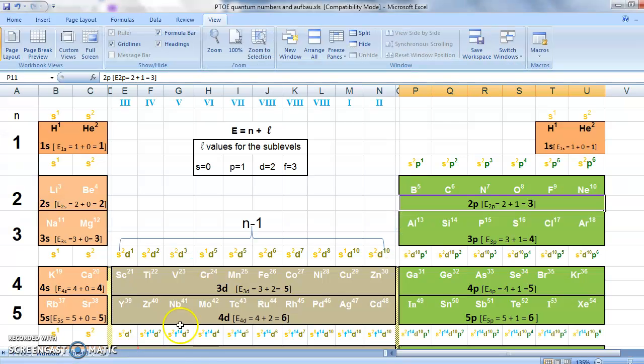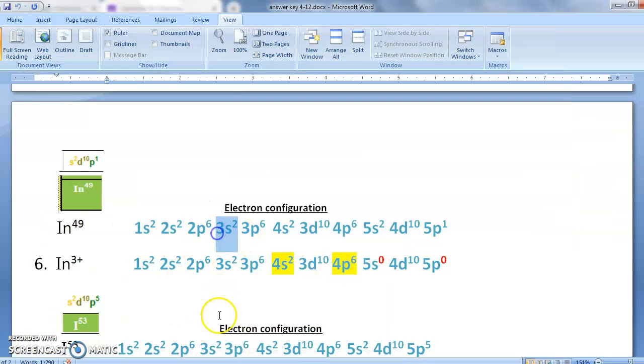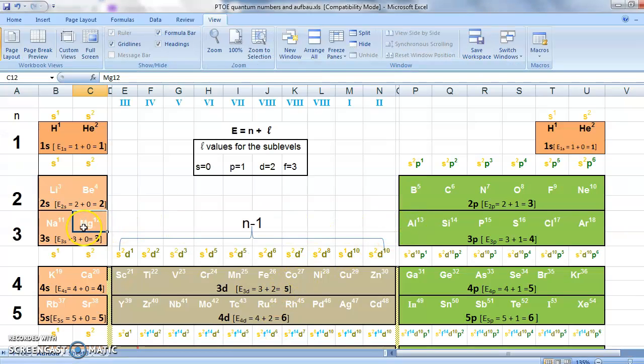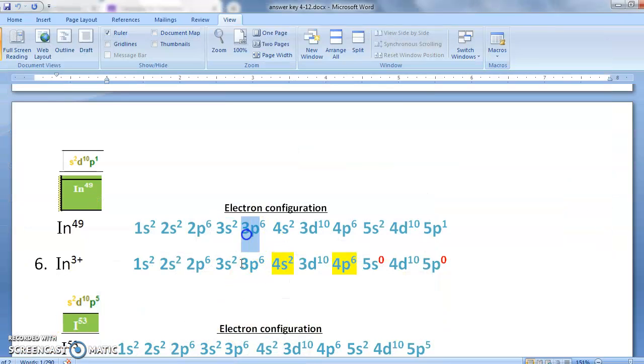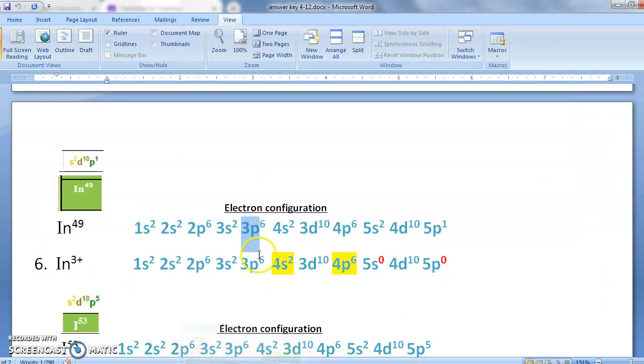Now I move down to the third row. 3s. The 3s has 2 elements in it. I write a 3s2. I then move on over to the 3p. The 3, there it is, 3p, 6 elements, 3p6. Now I move down to the next row. That's the 4s, 2 elements, 4s2.